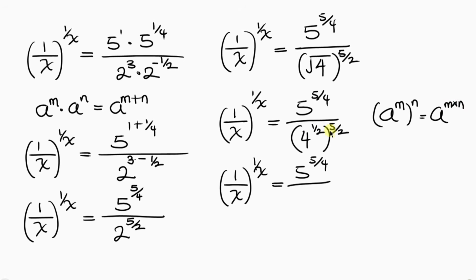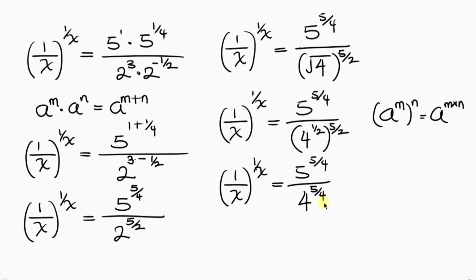Now let's apply that here. So this is 4, which is the base. Now let's multiply the powers. 1 times 5 is 5, all over 2 times 2 is 4. So we see that the exponents are now the same.